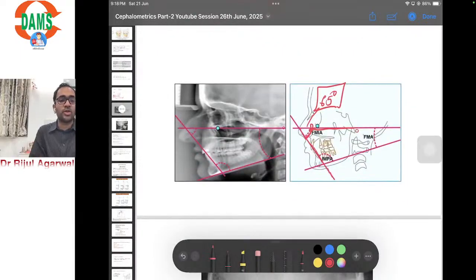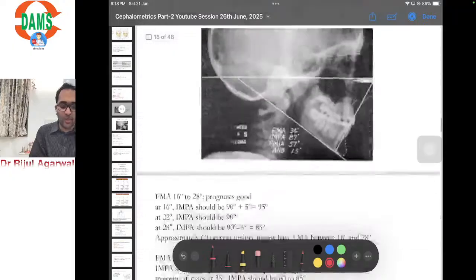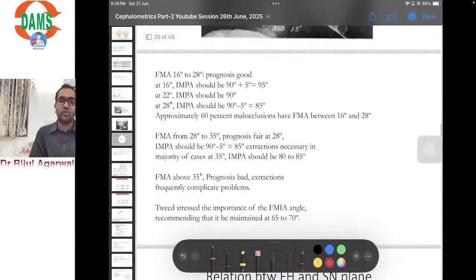Supposedly you want to retract or reduce the IMPA. You need to extract the lower premolar so that the incisors can retract into that space. Similarly, you may want to procline the incisors, increasing the IMPA, because the FMA is too low. So accordingly, you have to manipulate it. What are these conditions? These are the three case scenarios.